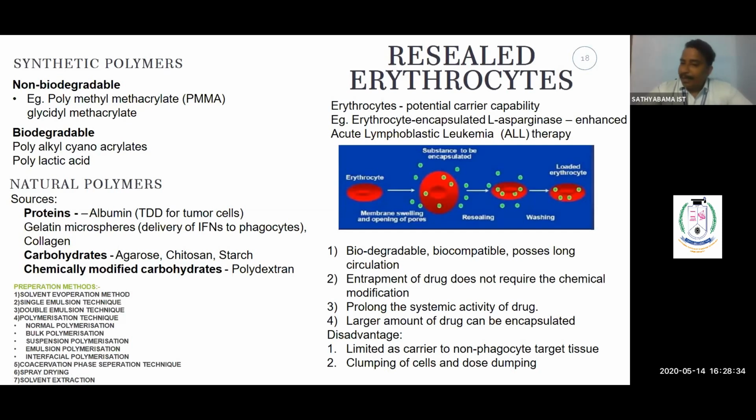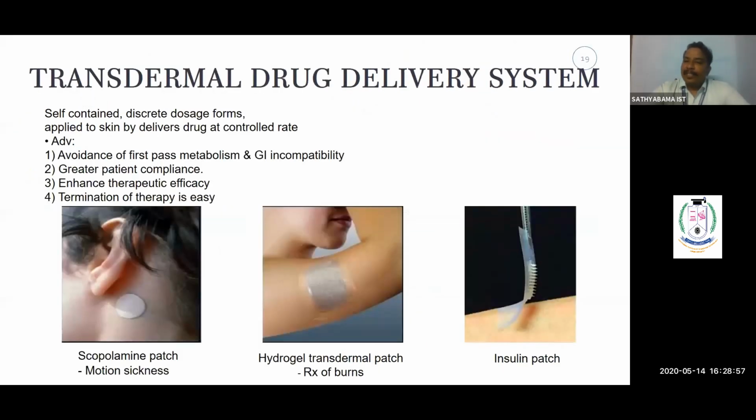And these components are biodegradable and biocompatible. They can travel a long distance throughout our blood circulation, and the drug can be entrapped. The entrapment of the drug is comparatively easy here, and prolonged systemic activity of the drug can be achieved, and many kinds of activities happen along with this. And the next system, the carrier-based drug delivery system, is over.